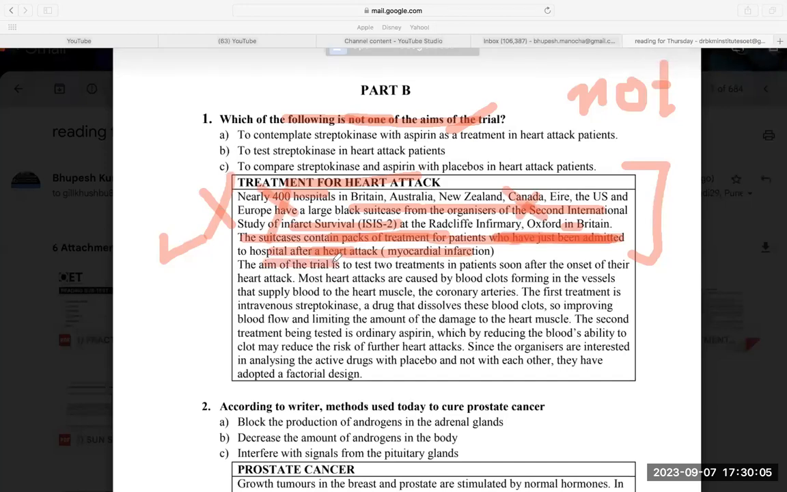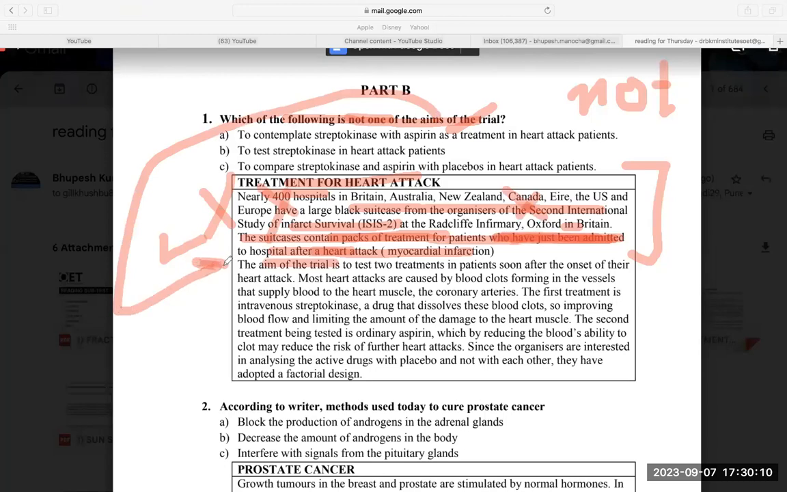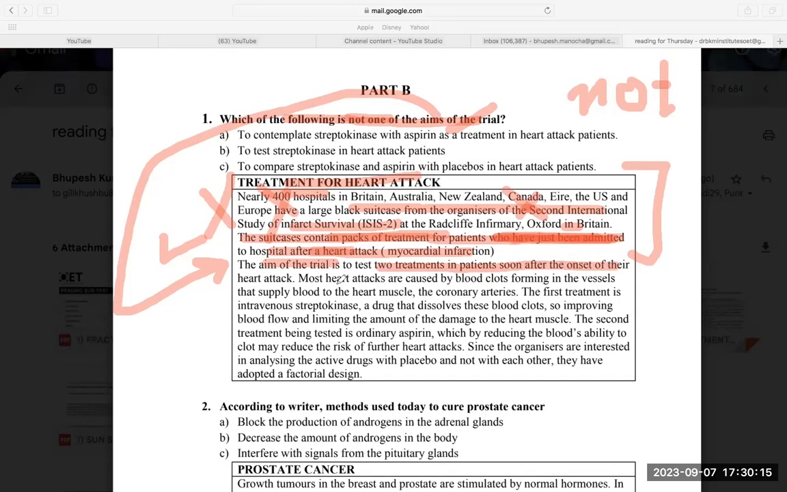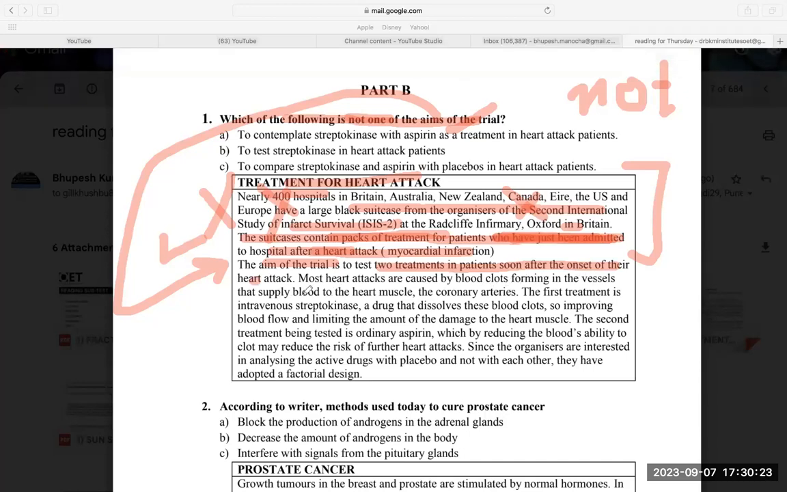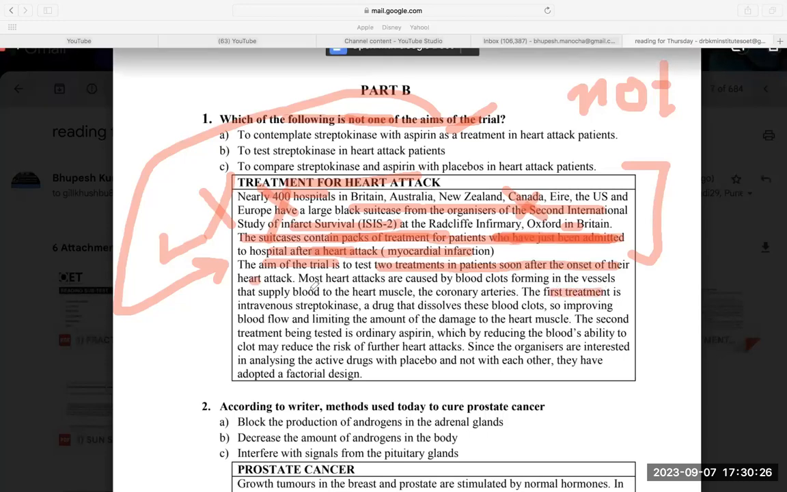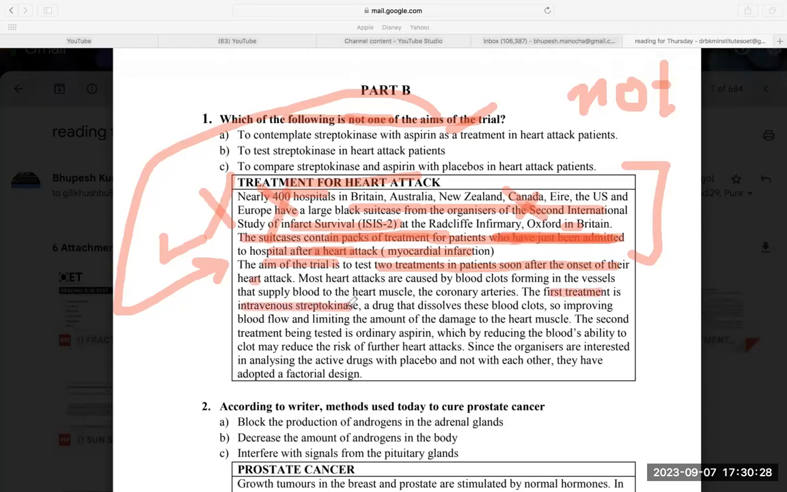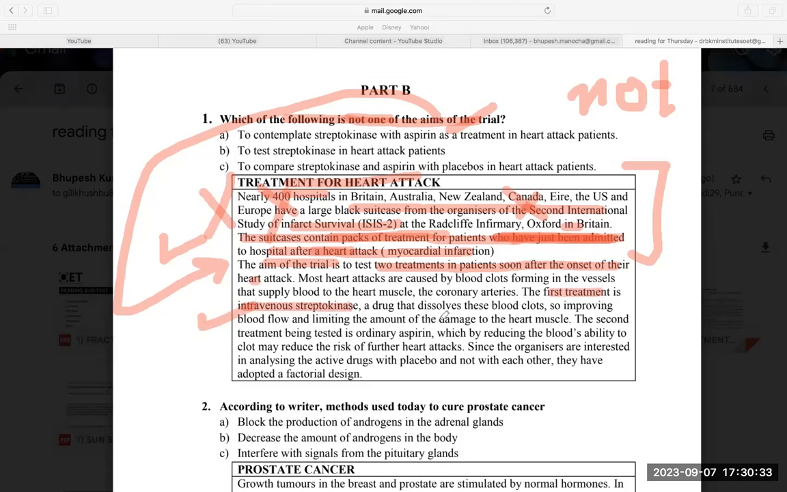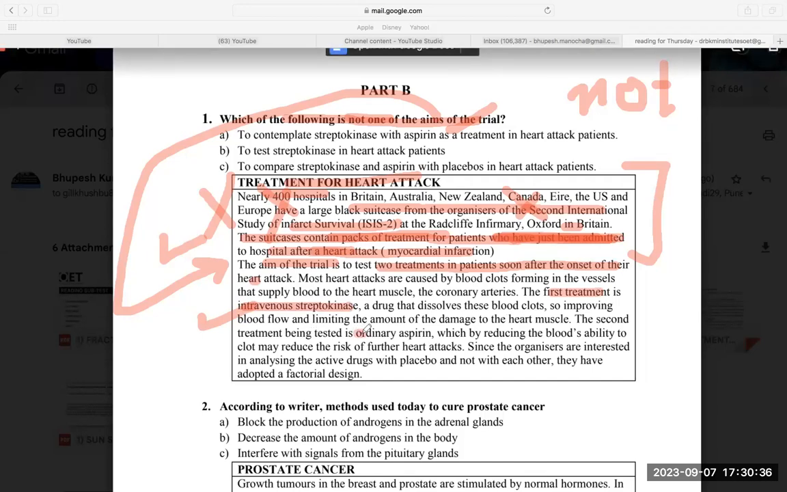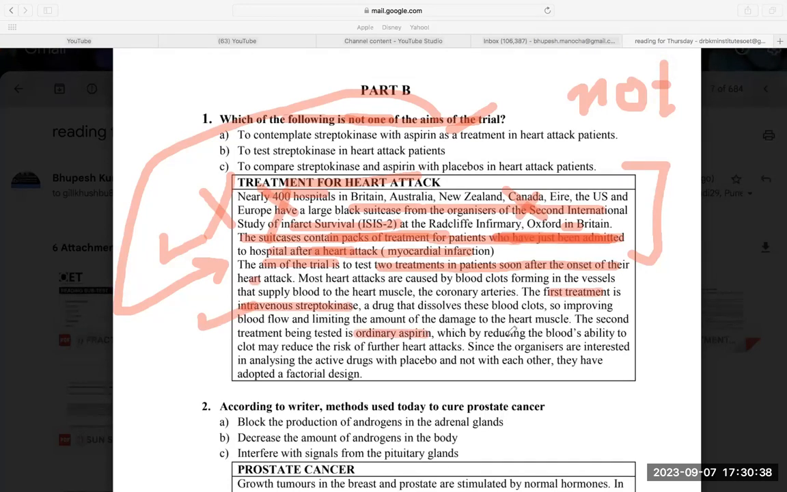The aim of the trial. Now my mind becomes super active because this word is matching with my question word, aim. The aim of the trial is to test two treatments in the patient soon after the onset of their heart attack. So two treatments is the aim. Most heart attacks are caused by blood clots forming in the vessels that supply the heart muscles, the coronary arteries. The first treatment is the intravenous streptokinase. So this is my keyword. First treatment is this, a drug that dissolves the blood clots, so improving the blood flow and limiting the damage. The second treatment is ordinary aspirin. This is my second treatment.